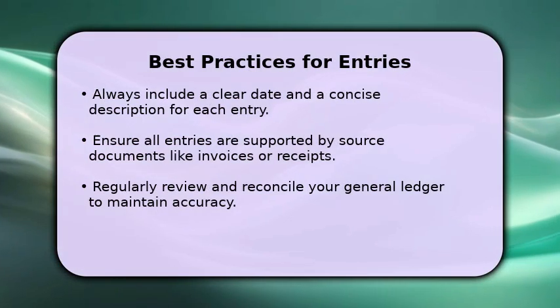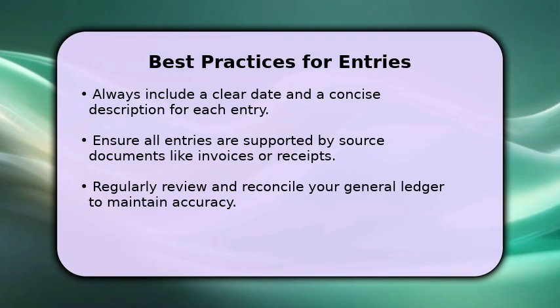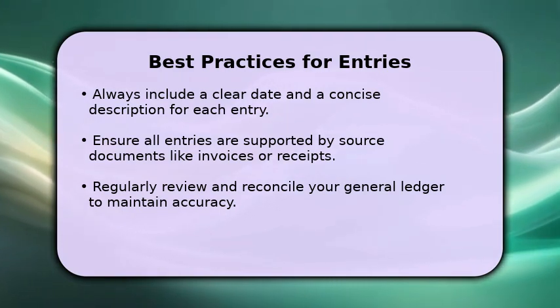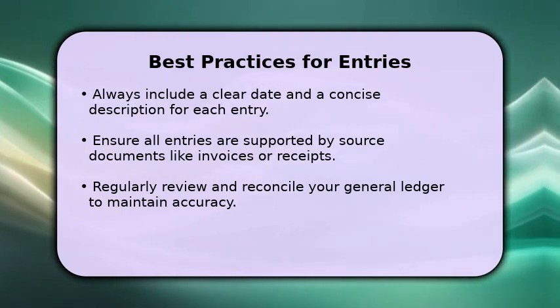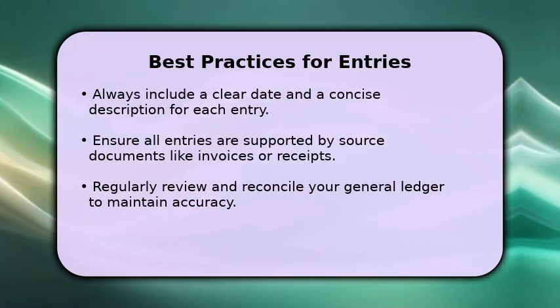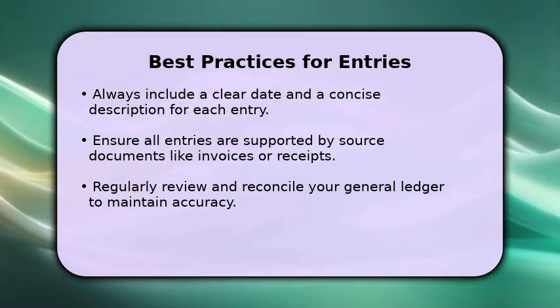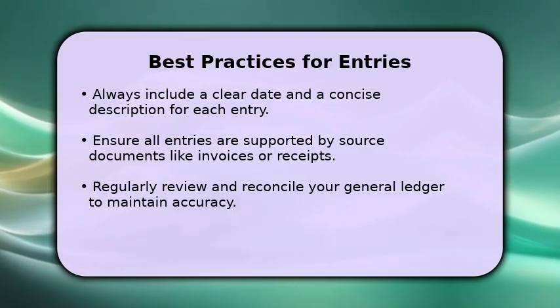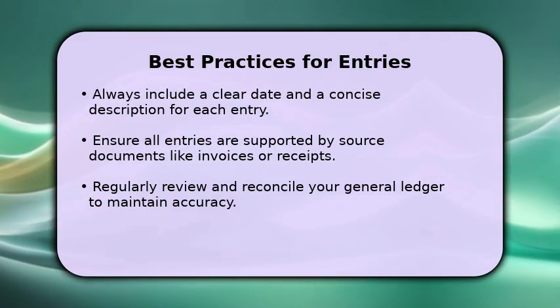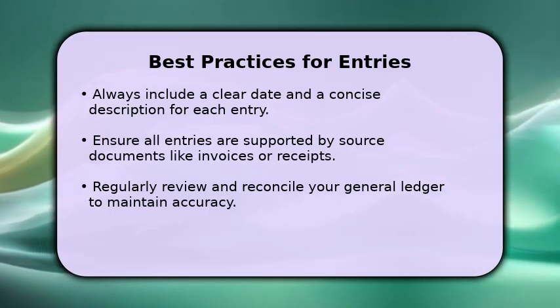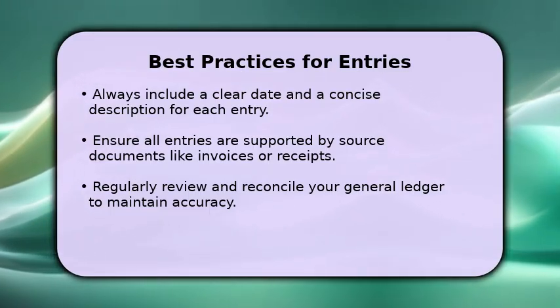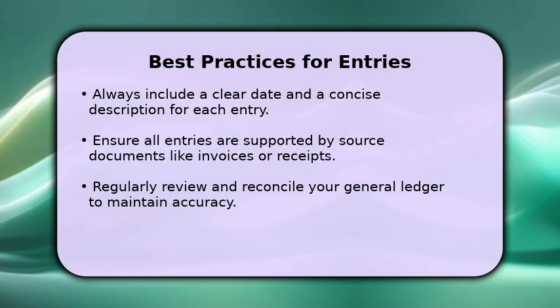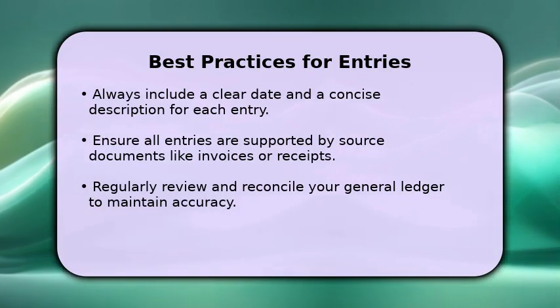To ensure accuracy, always include a clear date and a concise description for every journal entry. This provides a vital audit trail. Furthermore, ensure all entries are supported by source documents, such as invoices or receipts, for verification. Regularly reviewing and reconciling your general ledger helps catch errors early and maintains the integrity of your financial records.